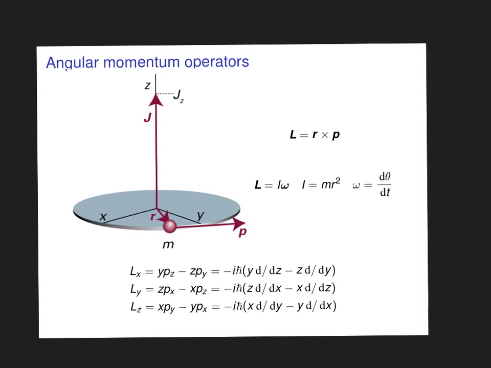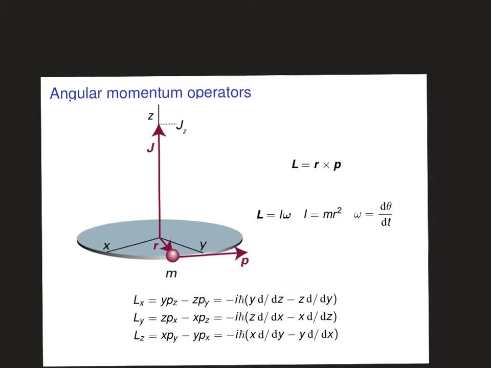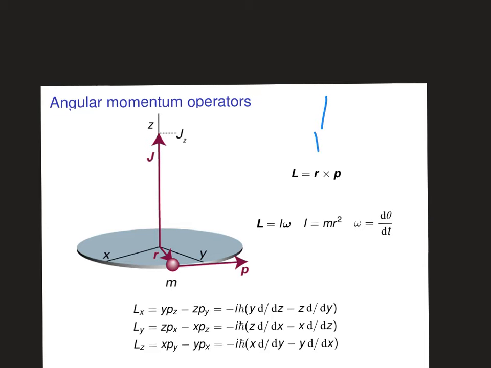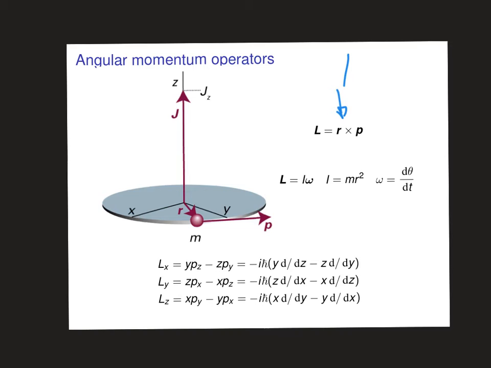Okay, so this is just the position vector and then the momentum vector. So the angular momentum is the vector product between those two. And as you see, we're only using angular quantities.